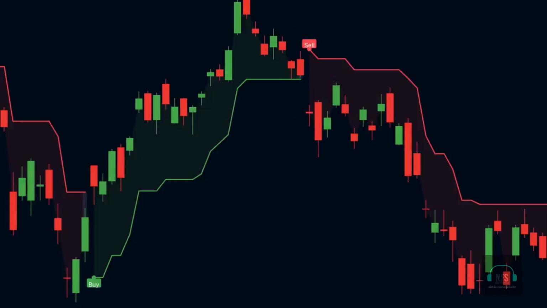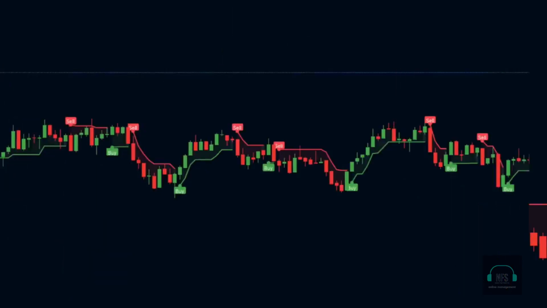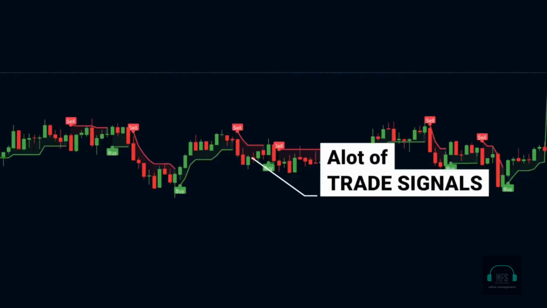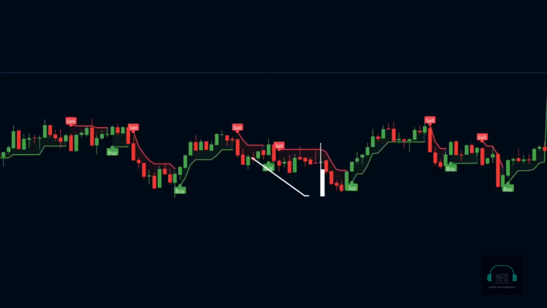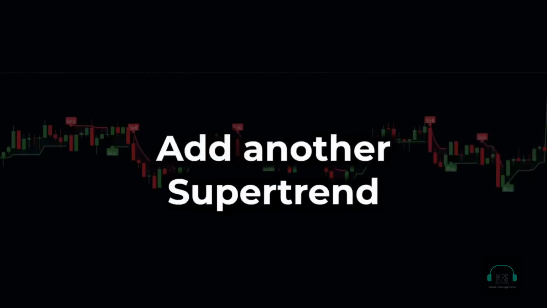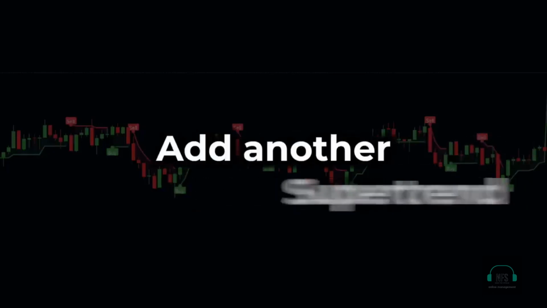In theory, this strategy sounds good. And actually, the strategy does perform fairly well in most circumstances. The only problem occurs when the price becomes choppy and enters a sideways range. During such times we see that the SuperTrend generates a lot of trade signals and it becomes really difficult to make profits during such times. To address this problem, we will add another SuperTrend on top of the existing one.